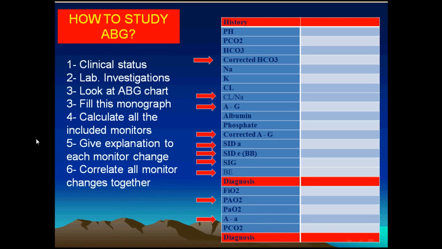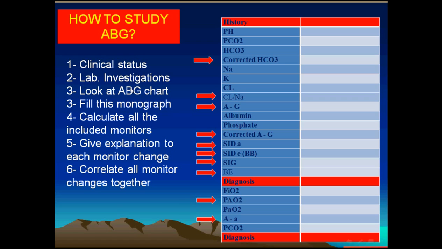I think how to study the ABG, to start with, it's better: first, you have to take a good history and listen to the clinical status of the patient. Before you start looking at the ABG chart, first know what the clinical problems are, the history, the sequelae of events. This is very important in order to have an idea about the expected metabolic derangement. And after that, look at the lab investigations.